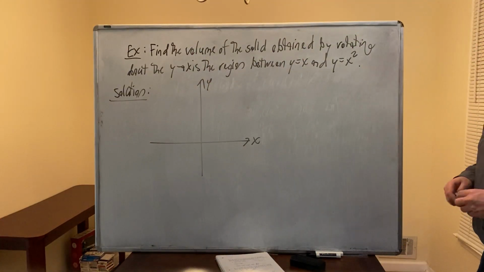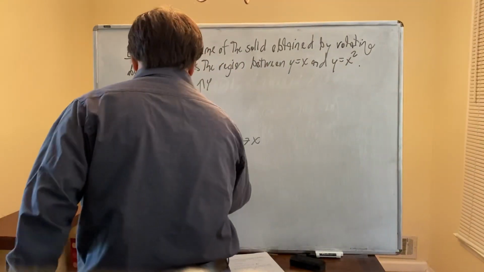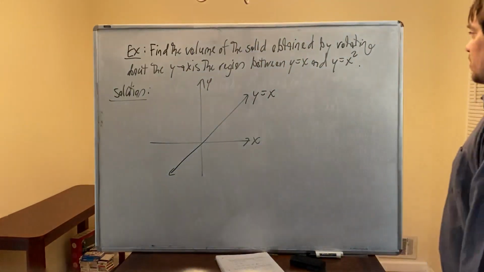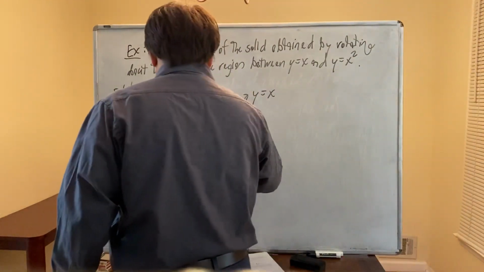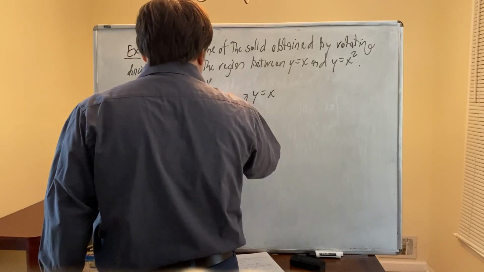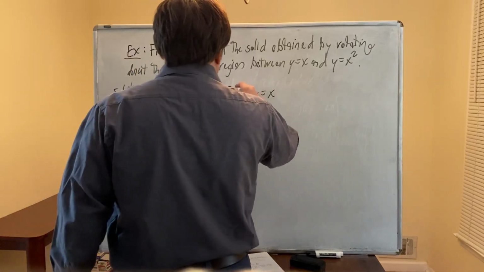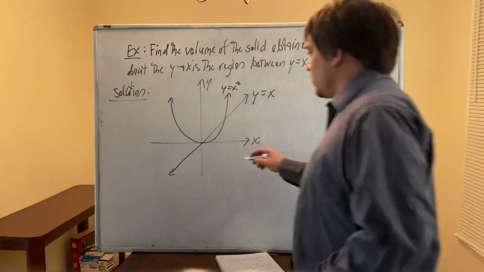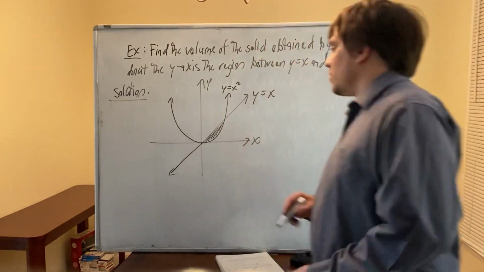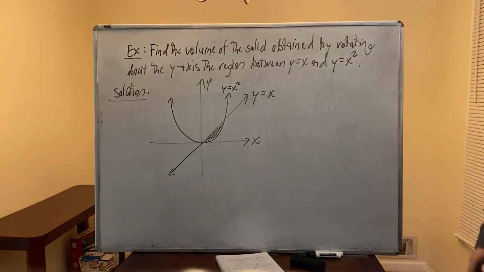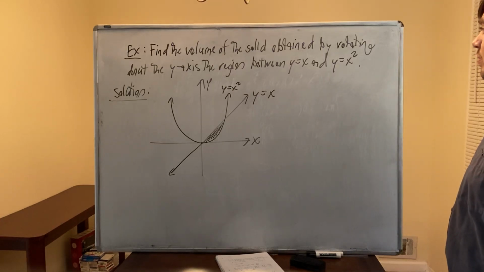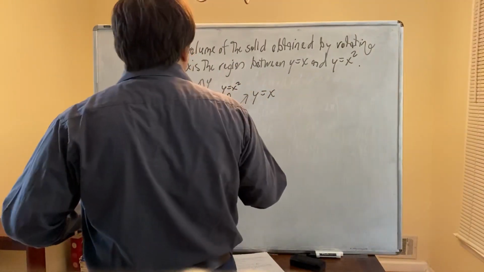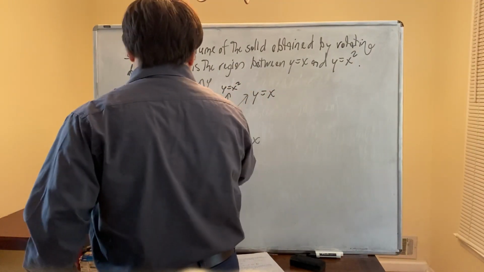Okay, so we're going to find the volume of the solid obtained by rotating about the y-axis the region between y equals x and y equals x squared. Those are the two graphs. So the region between them is that. We'll rotate this about the y-axis.